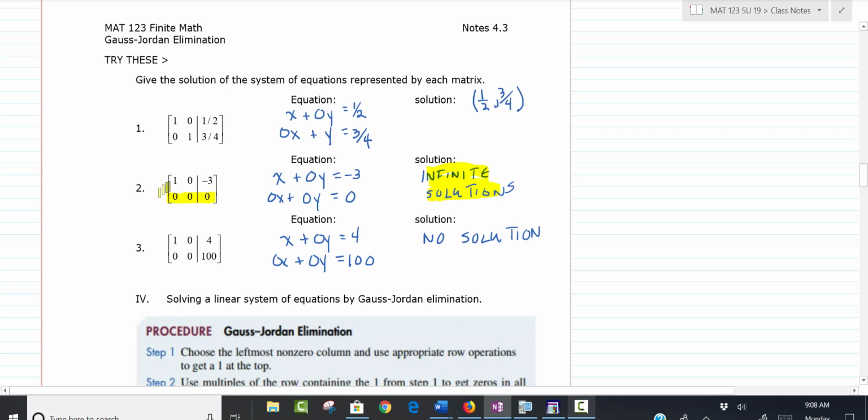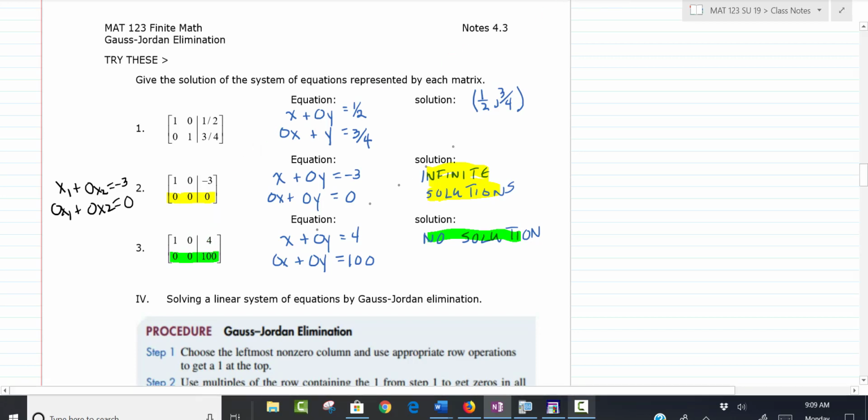All right, so the system goes like this. x plus 0y equals -3, 0x plus 0y equals 0. Now, if you did x1 and x2, it's okay. If you wrote your answer like x1 plus 0x2 equals -3, and 0x1 plus 0x2 equals 0, that's also okay. All right, and this next one, look out for this. 0, 0, then a non-zero number means no solution. So the system on this goes x plus 0y equals 4, 0x plus 0y equals 100.